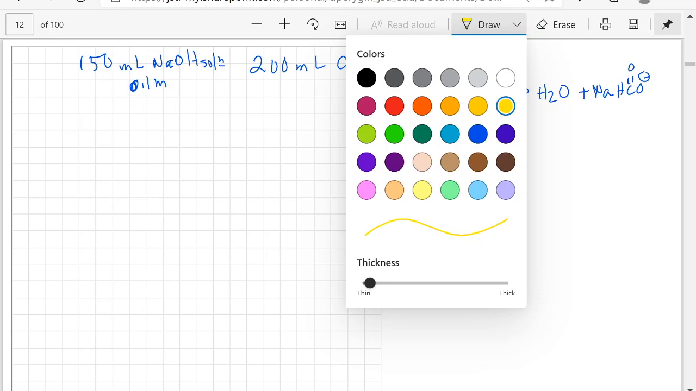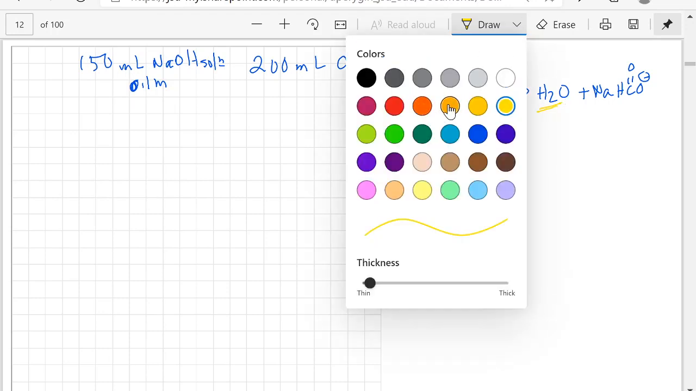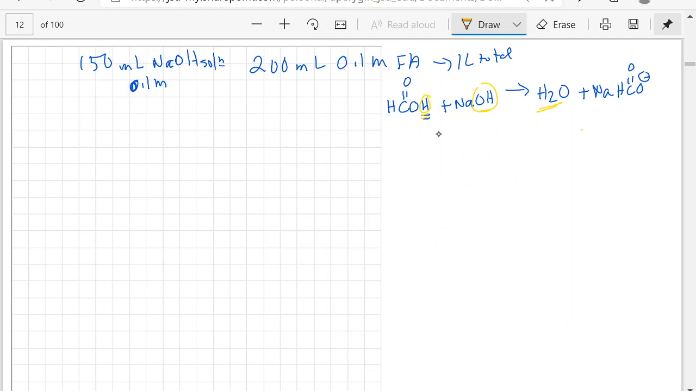Okay, so what's happening here? We're losing this hydrogen. This hydrogen is going to react with this hydroxide. So this hydroxide is going to pull off the hydrogen to form water. And then this formate anion that's left over will pair up with the sodium to give us sodium formate. All right, so that's our balanced equation.